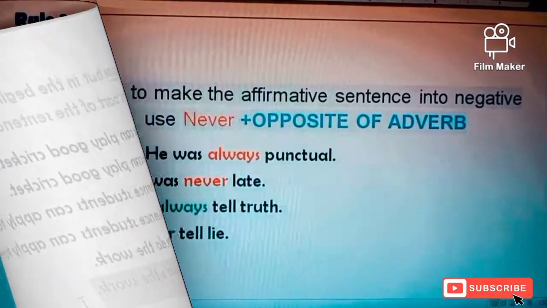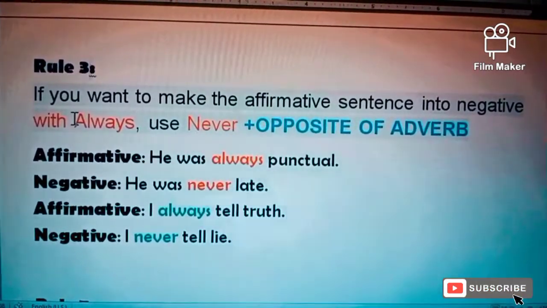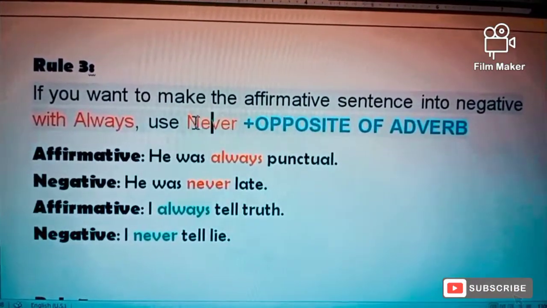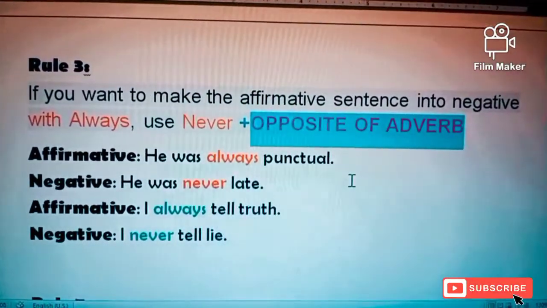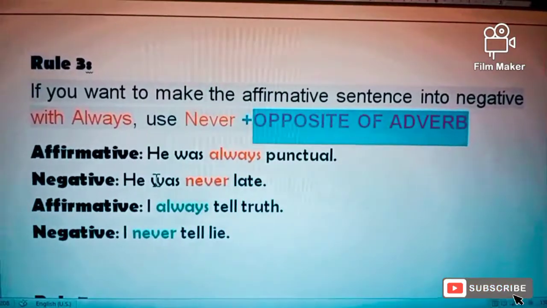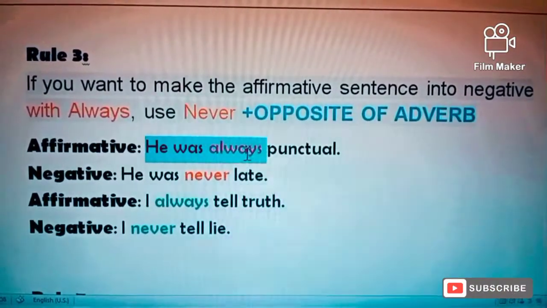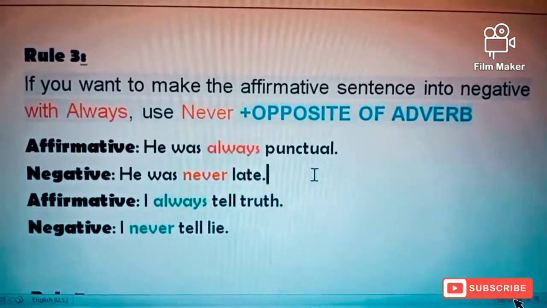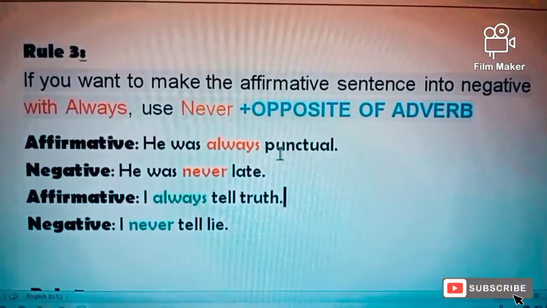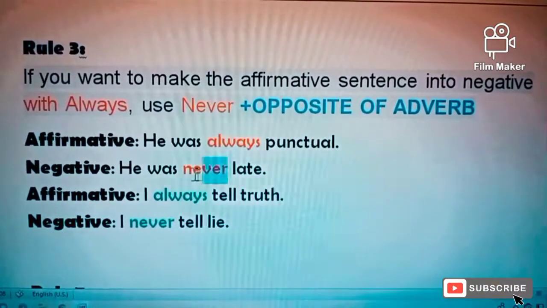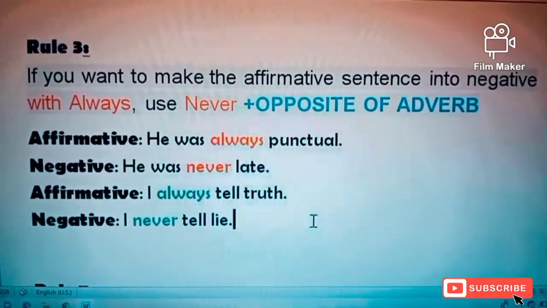Let's take a look at rule 3. If you want to make affirmative sentences that contain always into negative, then we should use never plus the opposite of the given adjective in the sentence to make it negative. Here the sentences will give you more idea. Affirmative sentence: He was always punctual. Negative sentence: He was never late. For always, we should use never in the negative, and punctual's opposite is late.